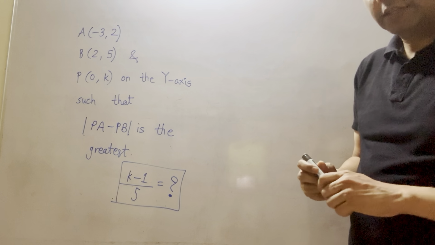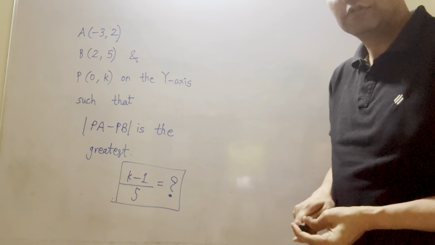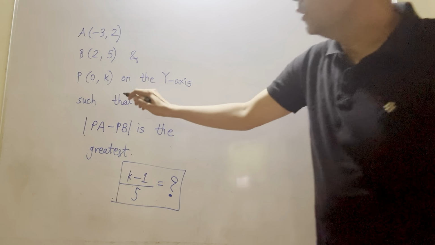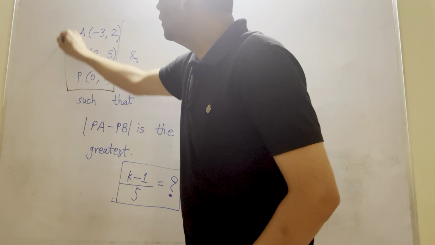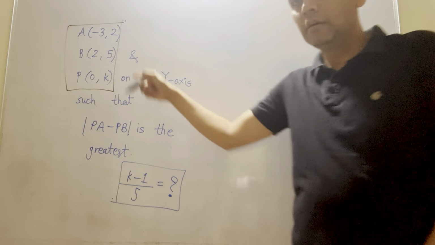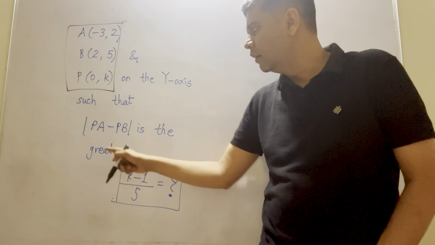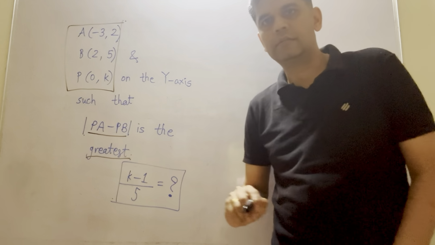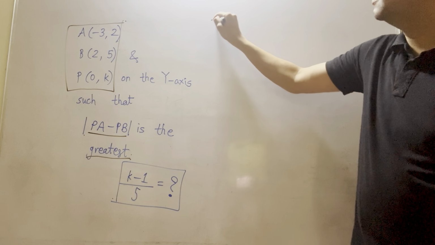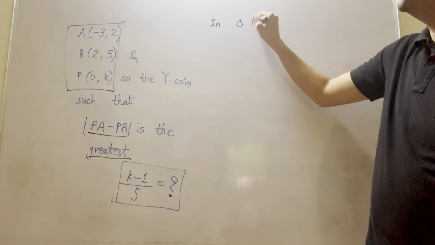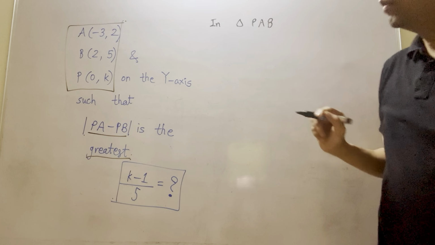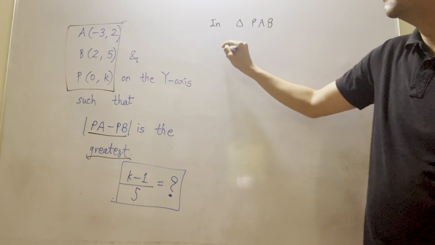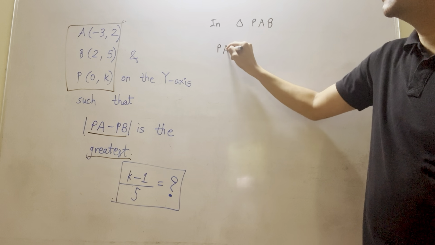So I told you this is actually a question based on a high school geometry concept. Let us see how. Can you observe these are 3 points and clearly they are non-collinear, right? So they will definitely form a triangle. And what do you want? You want mod of PA minus PB to be the greatest. So if PAB is a triangle, I can write in triangle PAB, what we studied in high school, that the addition of any 2 sides is strictly greater than the third side.